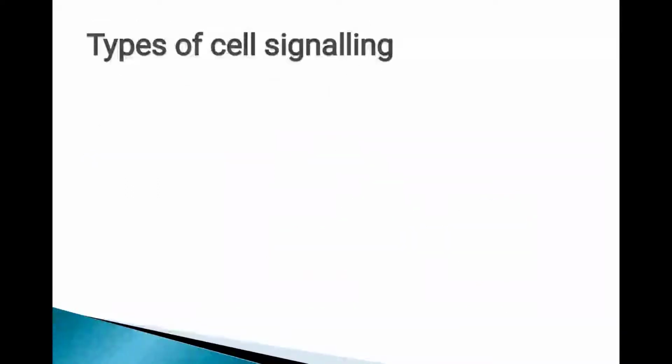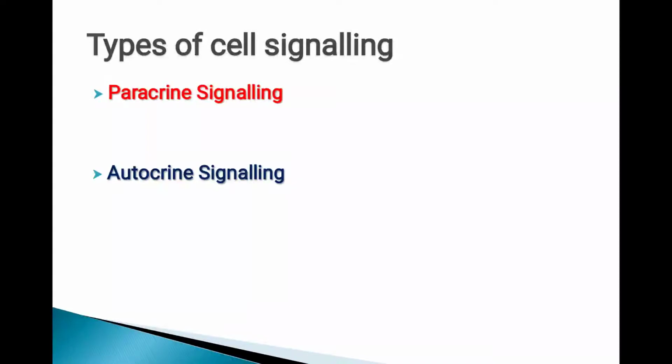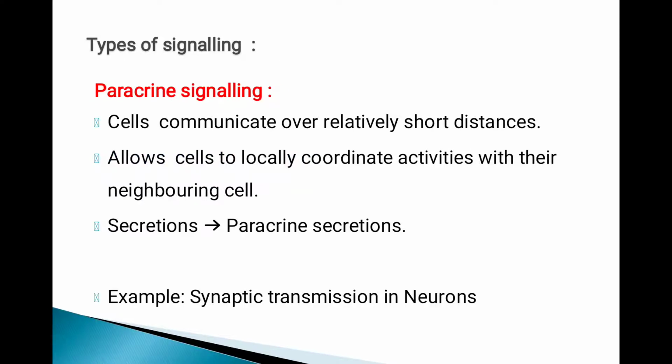Coming to the types of cell signaling, there are mainly three kinds. One is paracrine signaling, the second one is autocrine signaling, and the third one is endocrine signaling. Paracrine signaling refers to cells communicating with the neighboring cell. Such kind of signaling is called paracrine signaling. Here the cells communicate over relatively short distances. The cells are locally coordinated with the neighboring cells. So such kind of signaling is called paracrine signaling.